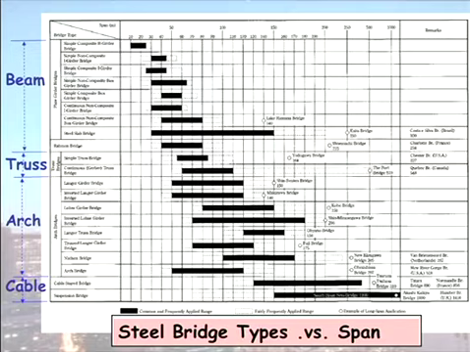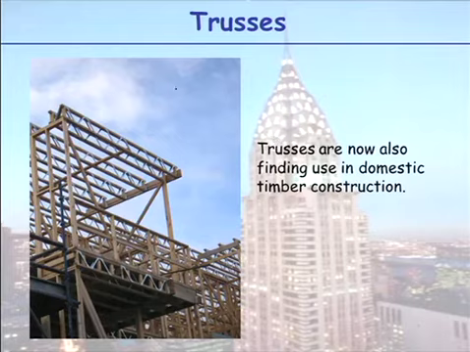Beyond that, we then have the trusses that fit within our next region. Then our arches can span further, though we don't have many arch bridges nowadays. And then finally cables. So the cable suspension bridges are the most efficient for long spans, but our trusses are in here. So this is why in buildings you don't often see trusses. However, in saying that, they are starting to pop their head up in domestic timber construction.